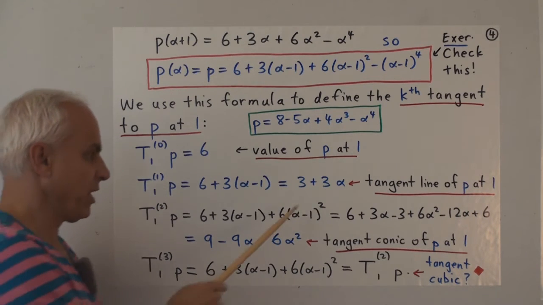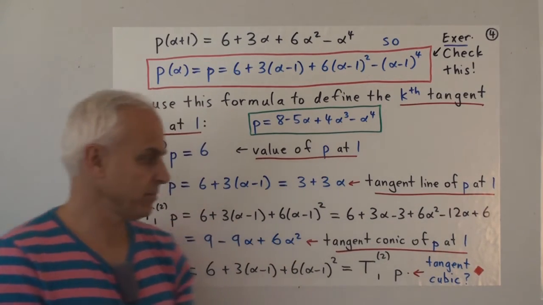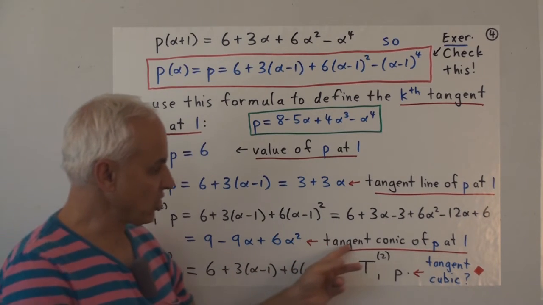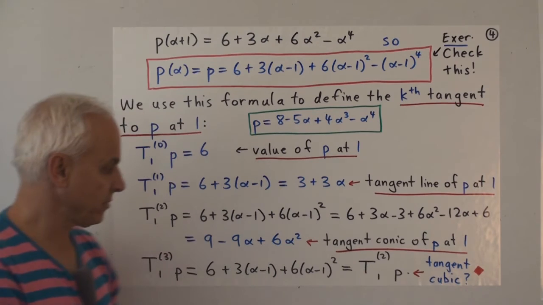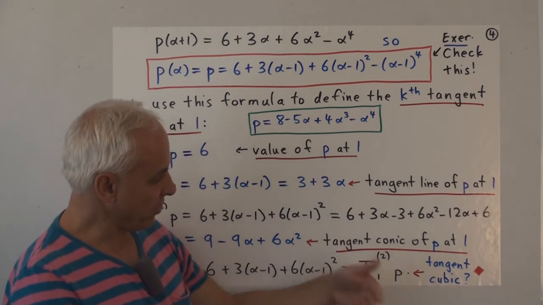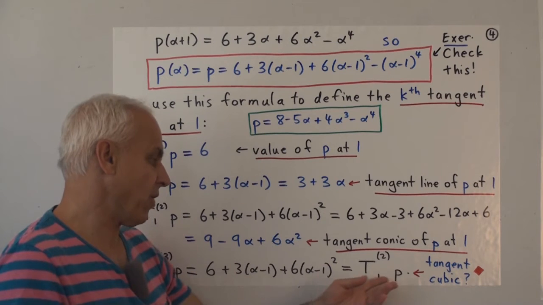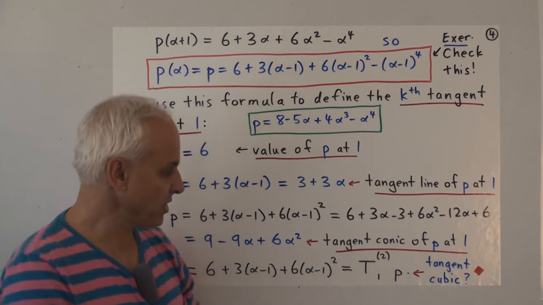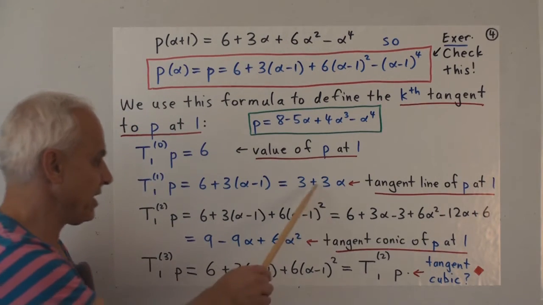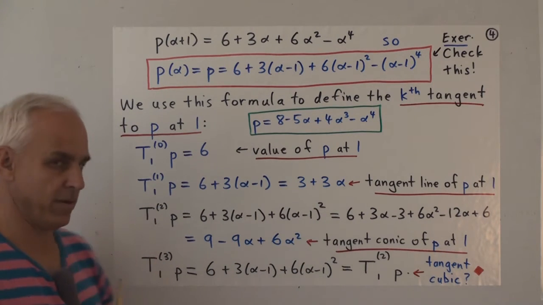This first tangent, we're going to give it an alternate name. We're going to call it the tangent line of P at 1. And the second one, well, we're going to call that the tangent conic of P at 1. This third one, well, to follow the pattern, we would call it the tangent cubic of P at 1, but in fact it's not actually a cubic at all because it doesn't have any degree 3 terms, so we'll be a little bit ambiguous. We won't call that anything yet. But this will be the tangent line of P at 1. This is the tangent conic of P at 1.